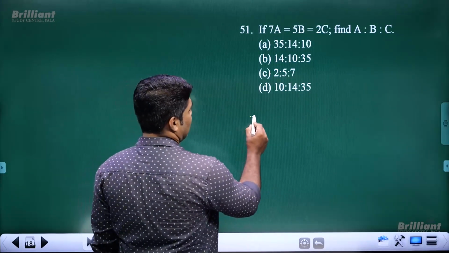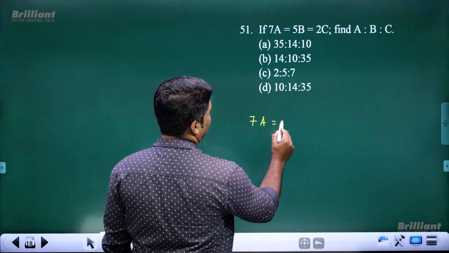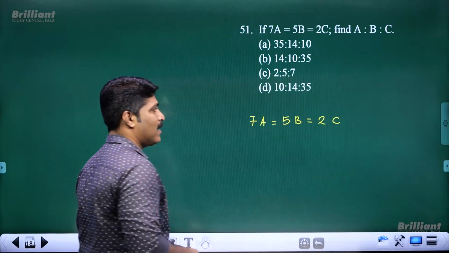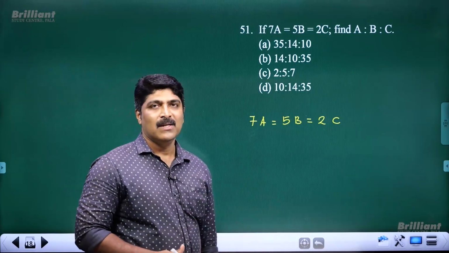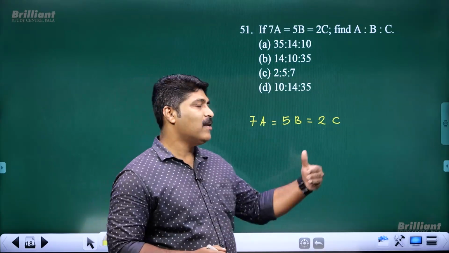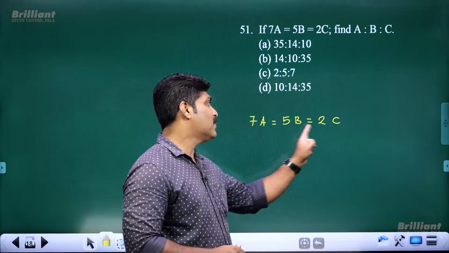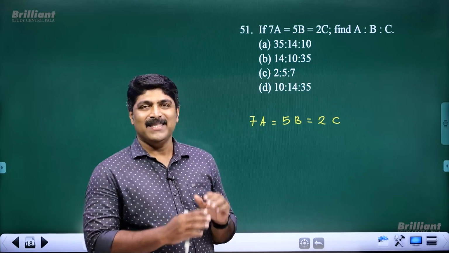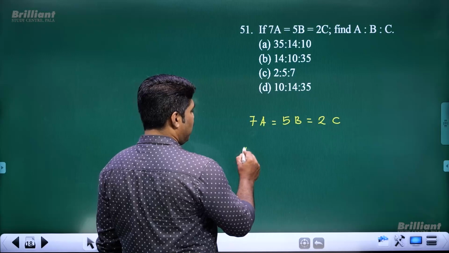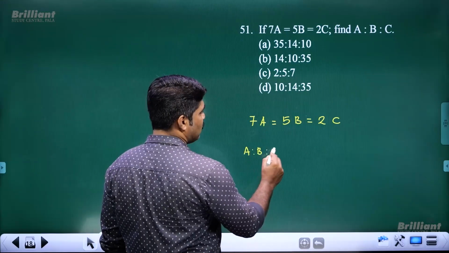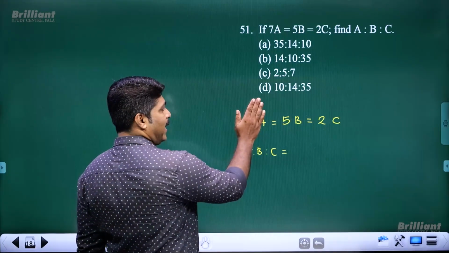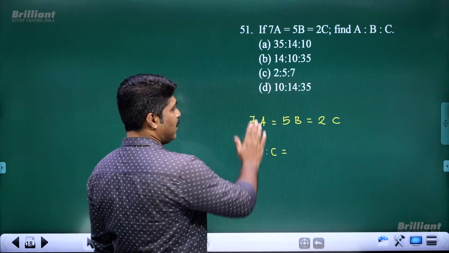So this is 7a equals 5b equals 2c, correct? Then how can we find it? The first method: you equate all these values to the LCM of all the coefficients. There is one more method, the most interesting one. If you need to find a is to b is to c in such an expression, you just hide the a part. That means 7a, you just hide it.